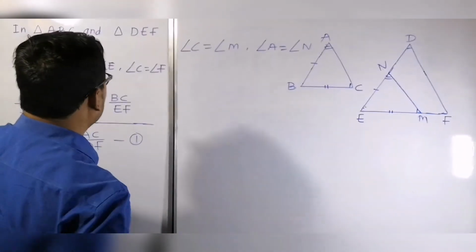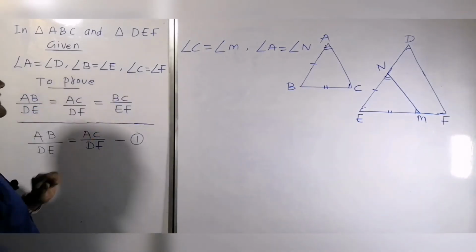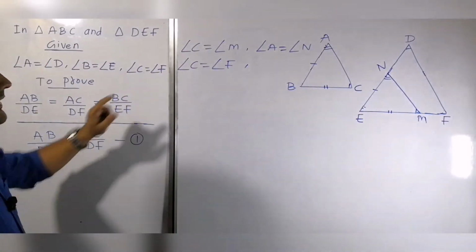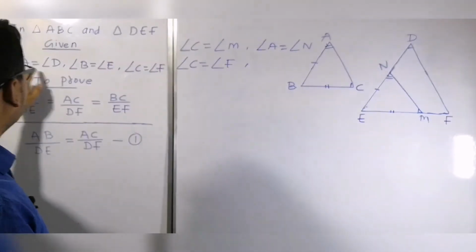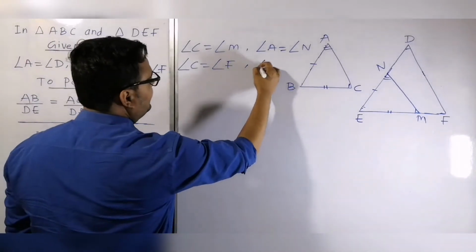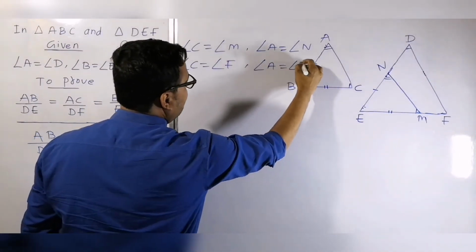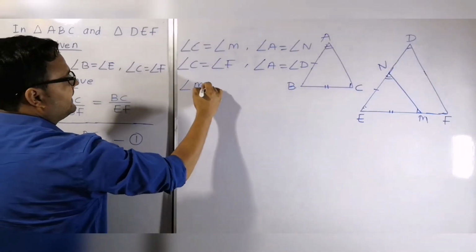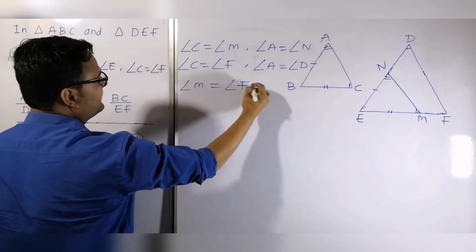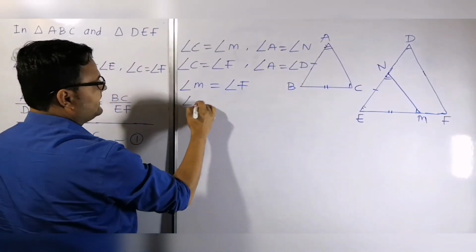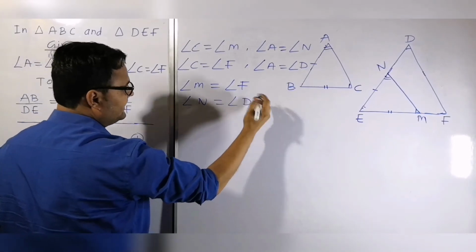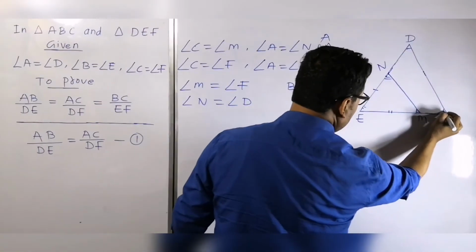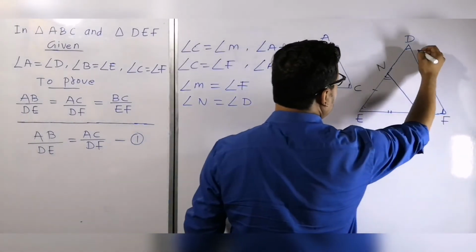Angle C equal to angle M, and what is given already? Angle C equal to angle F, already given in the question. Angle A equal to N and angle A equal angle D. So what can we say? Look, LHS equal. So angle M equal angle F, A common. So we can say angle N equal to angle D. Now M equal to F, and N equal to D.